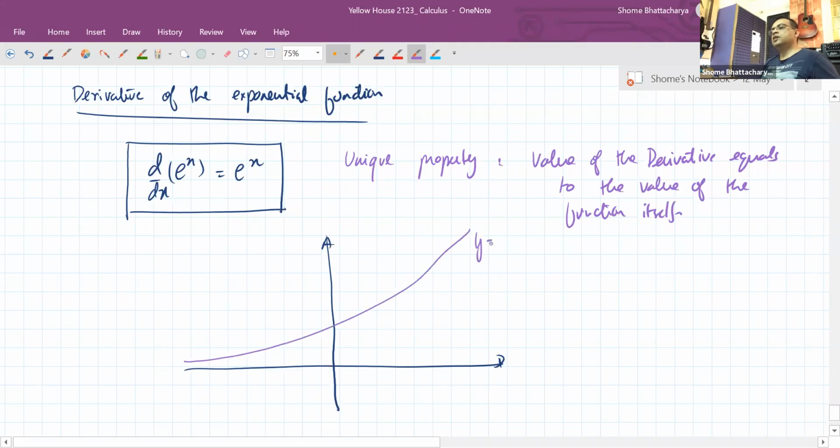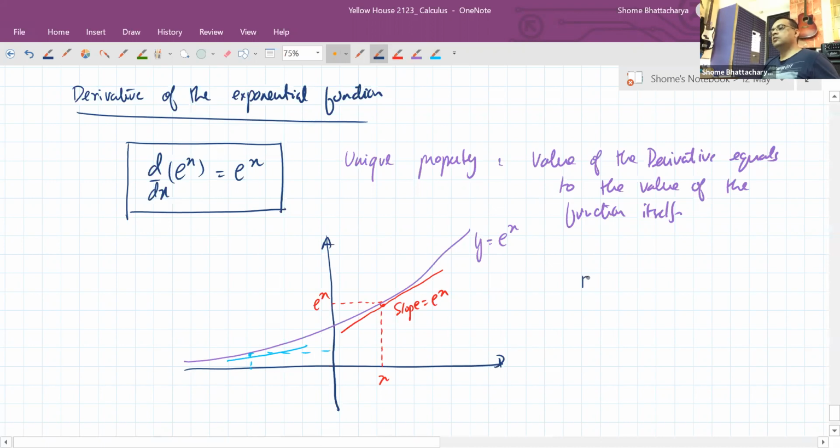It means that if we draw the graph of y equal to e raised to the power x, then at any particular point x, the y coordinate of the function is e raised to the power x, but so is the slope of the tangent. So this slope is also equal to e raised to the power x. Or if we draw the tangent at a point like this, whatever the value of the function, the slope of the tangent is the same.